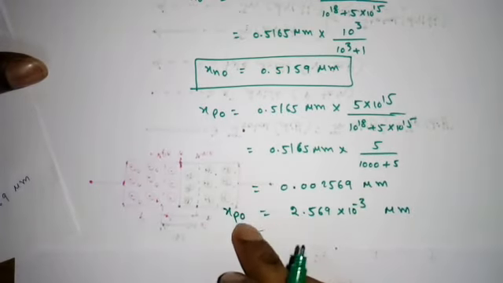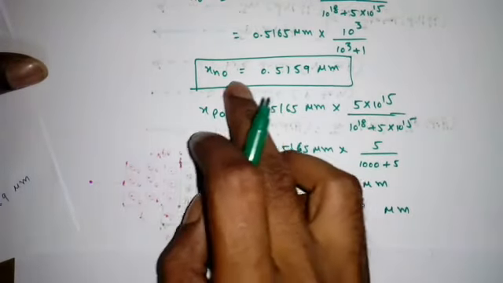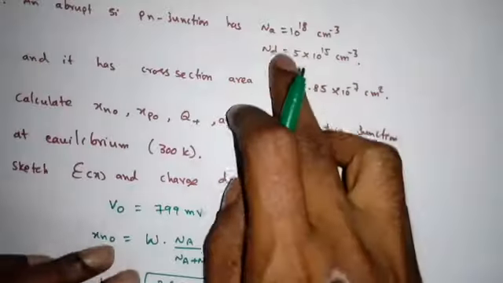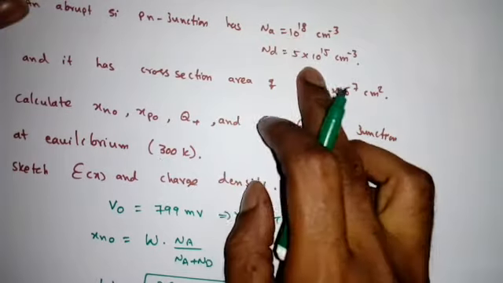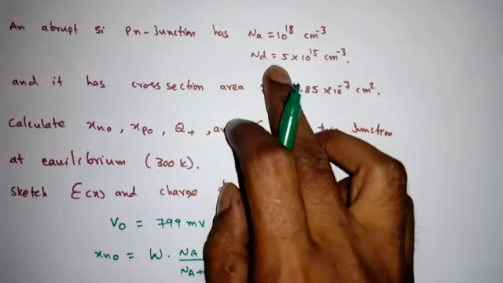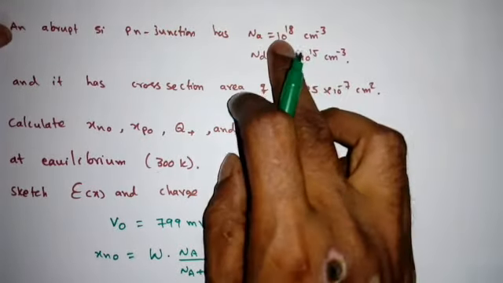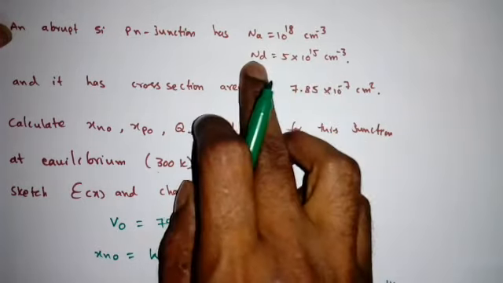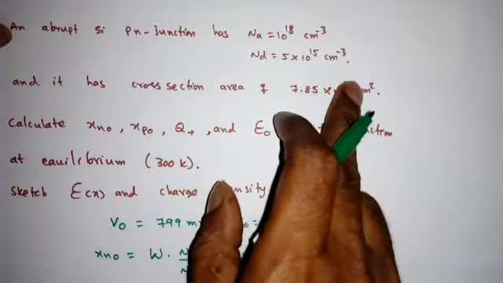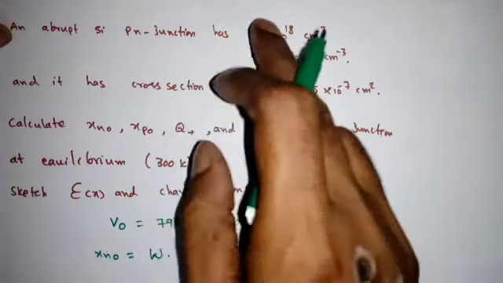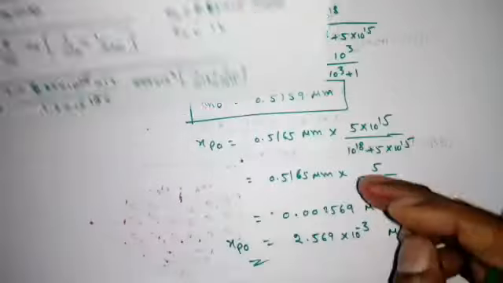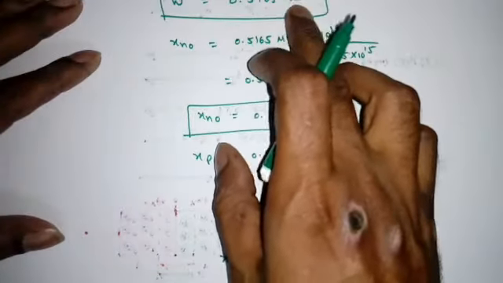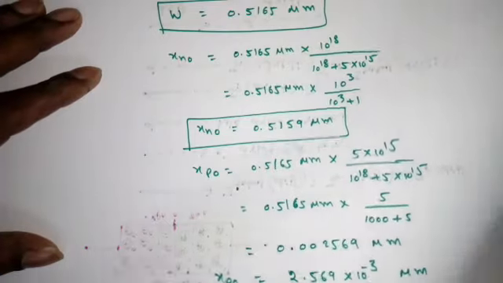Now there is a reason why xp naught is very small and xn naught is very large. In the question, Na is 10 to the power 18, Nd is 5 into 10 to the power 15. So Nd is very small compared to Na. That means the penetration into the N side will be large compared to the penetration into the P side. So that's why this variation. When we add these two, we will get 0.5165 micrometer, right?